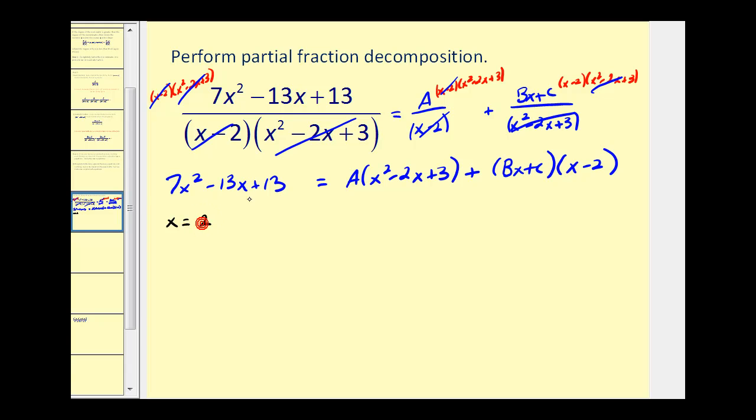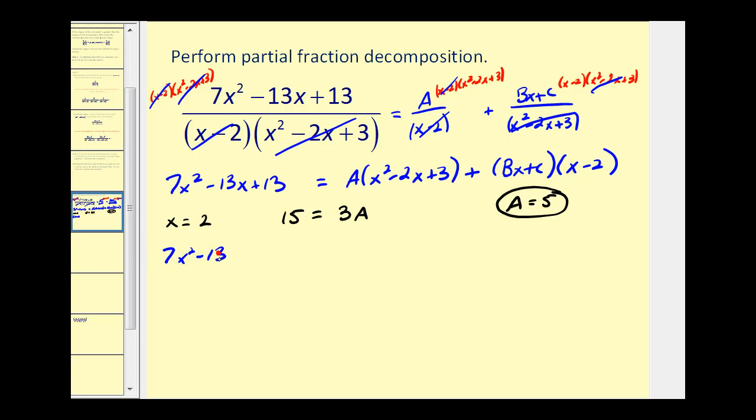If x equals 2, we substitute a 2 in here, we'd have 4 times 7, that's 28, minus 26 plus 13, that gives us 15, equals, again, if x is 2, we'd have 4 minus 4 plus 3, that gives us 3 times A. And if x is 2, this would be 0 times anything, which is still 0. So we have 15 equals 3A, so we know that A is equal to 5. But to determine the values of B and C, we are going to have to multiply all this out and then collect the like terms based upon the power of x.